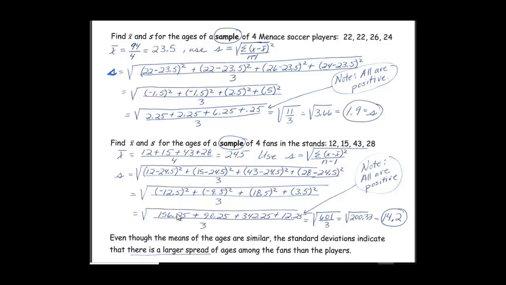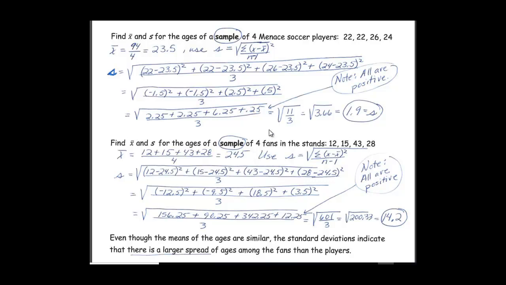So again, your last stage here underneath for the numerator is to collect all those values. We end up with 601 divided by 3, so we would be square rooting 200.33, which comes out with a sample standard deviation of 14.2. So we're looking at that. The typical age of the fans typically is a difference of 14 years from the mean of 24.5.